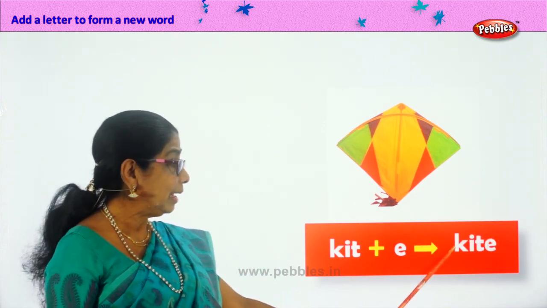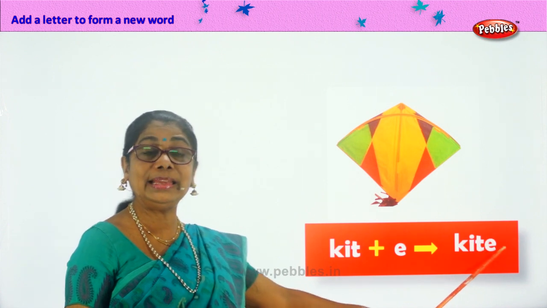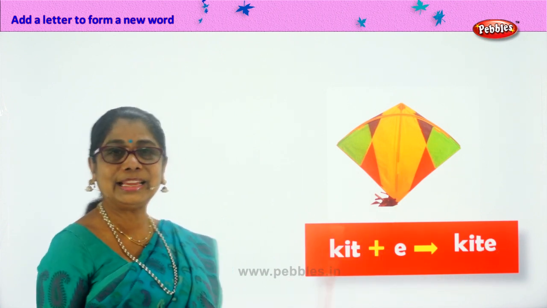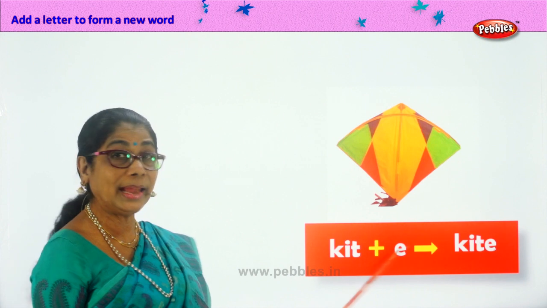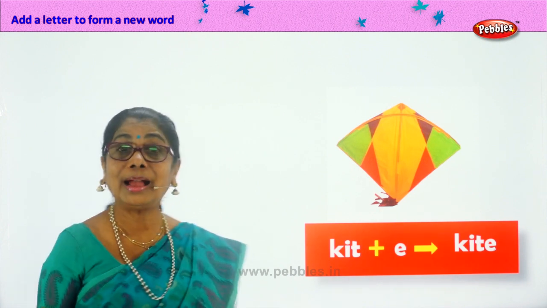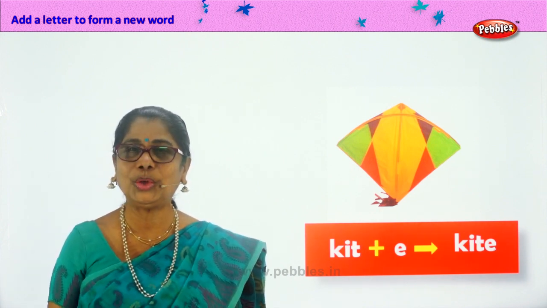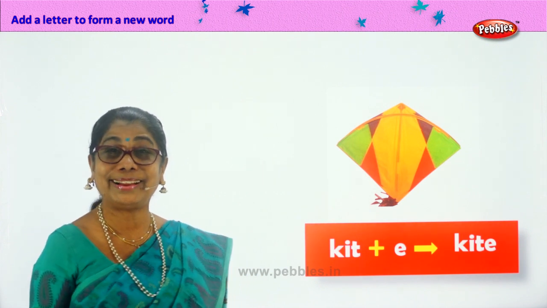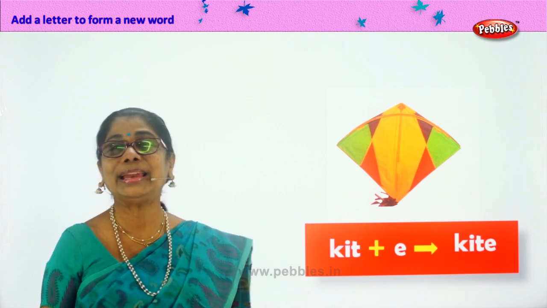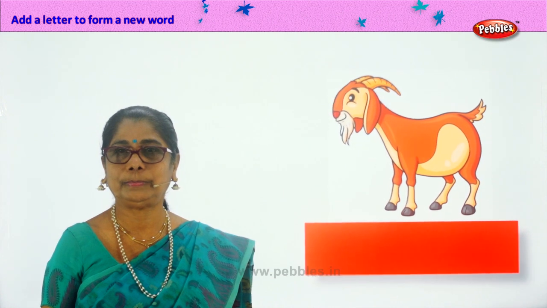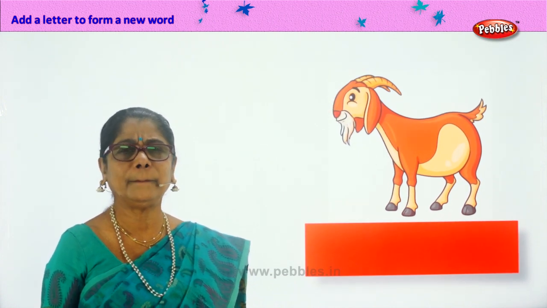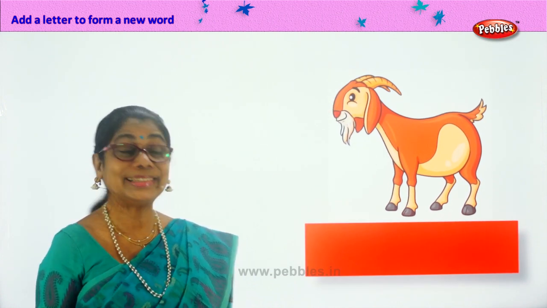That is K-I-T-E, kite. Kit plus E. One single letter we added and we get what is called kite. You make your own paper kites to fly in the sky. Yes? Let's look at another word. Are you enjoying forming new words? Good.